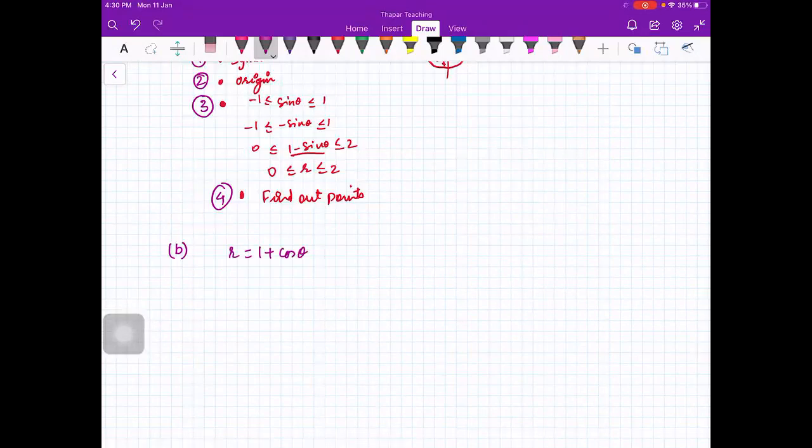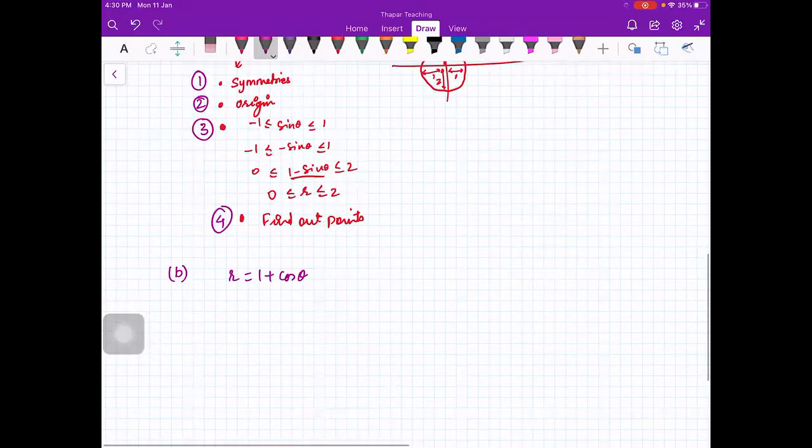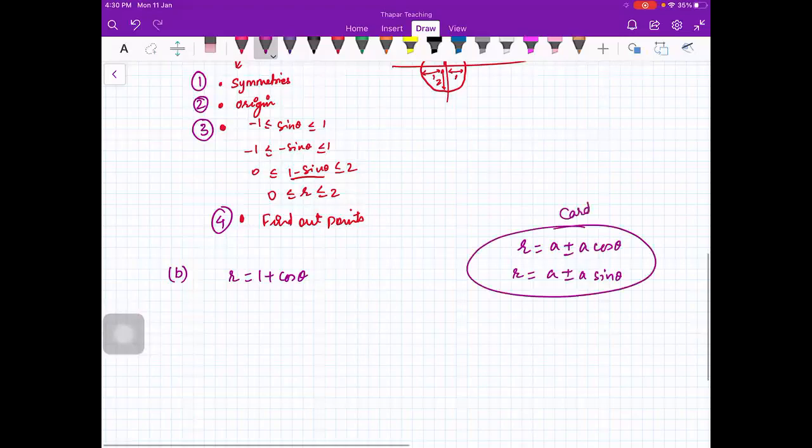Can you tell me? This again is a cardioid, beta. See, r is equal to a plus minus a cos theta, r is equal to a plus minus a sine theta. So they are cardioids. These are the four cardioids. Is that okay?